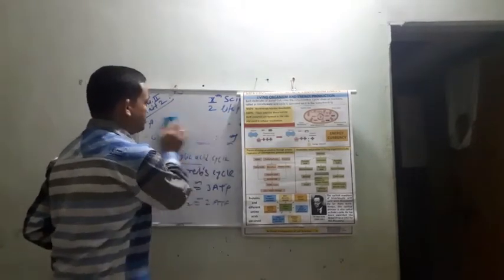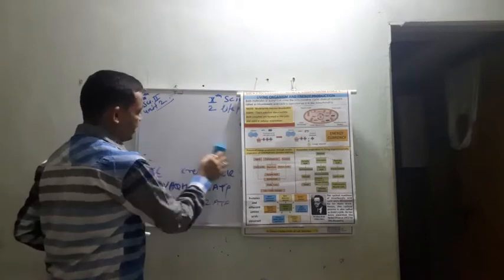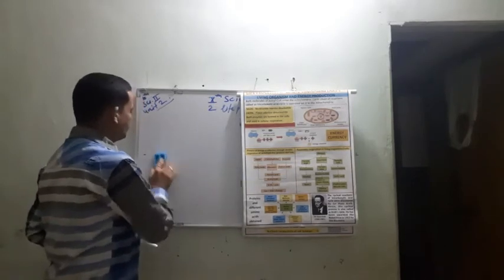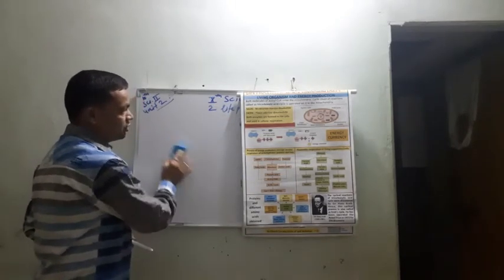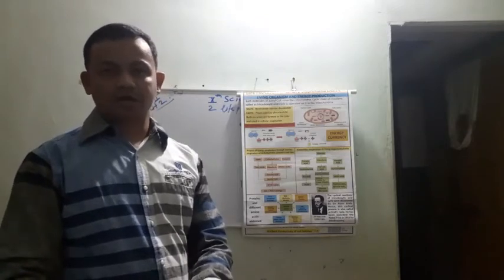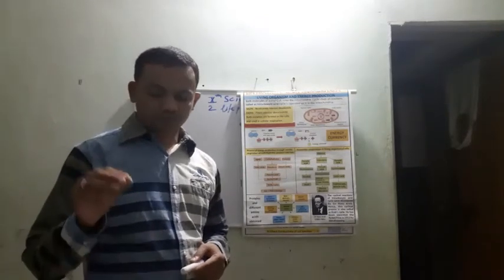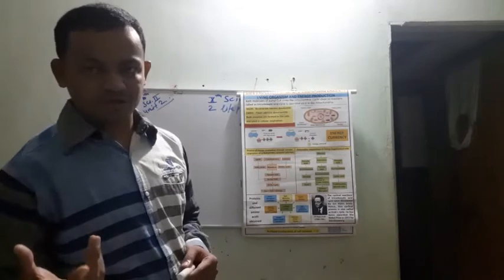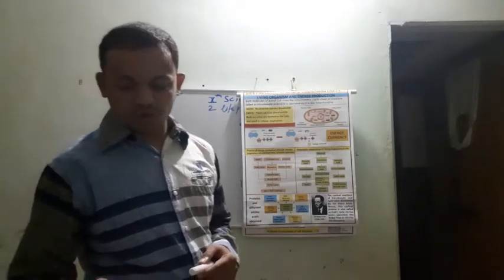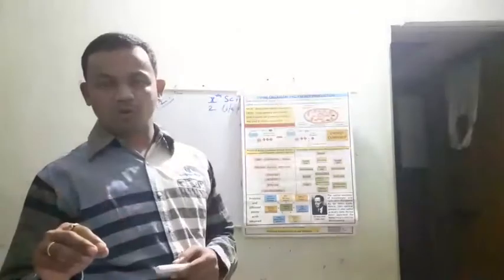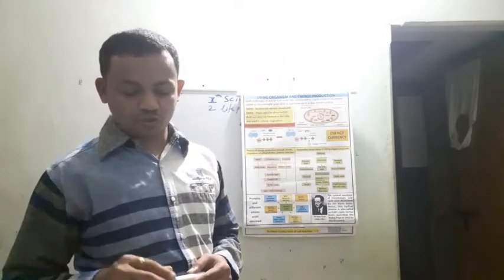See, in this chart the ATP diagram is also given. We have to study about ATP, that is adenosine triphosphate. The full form of ATP is adenosine triphosphate. This ATP molecule is an energy-rich molecule, and it gives a quick source of energy.